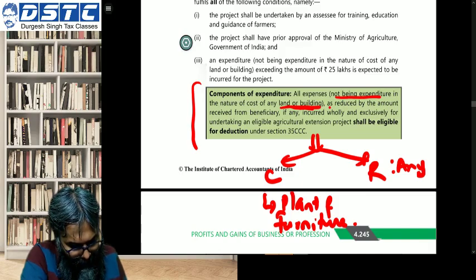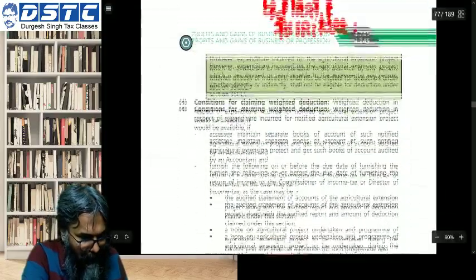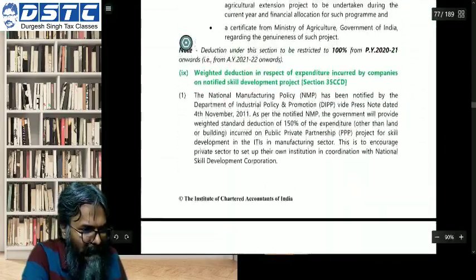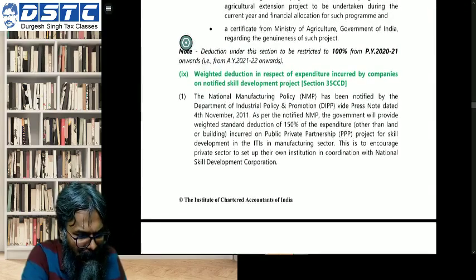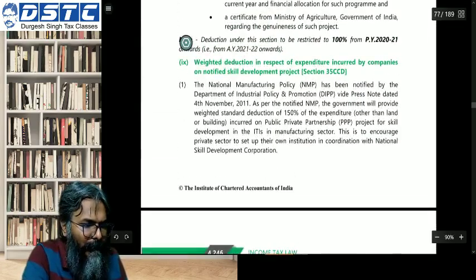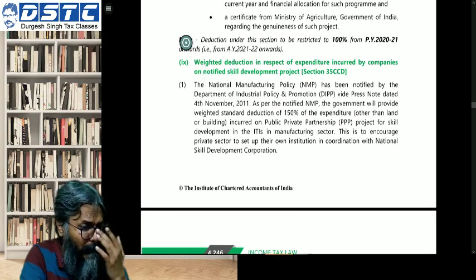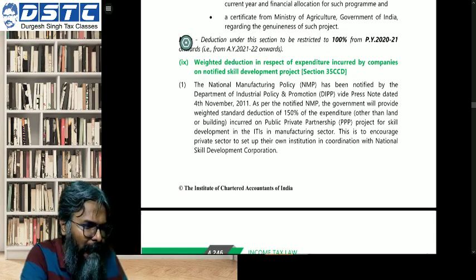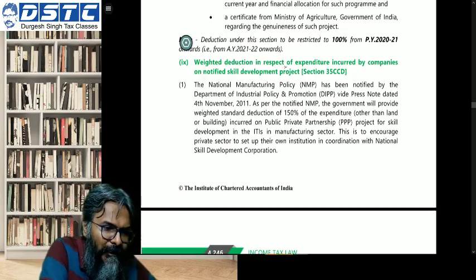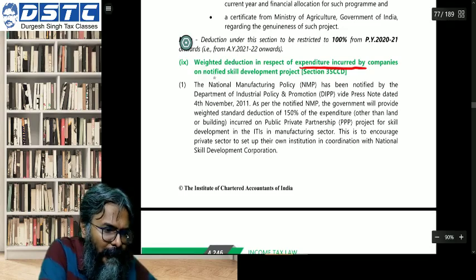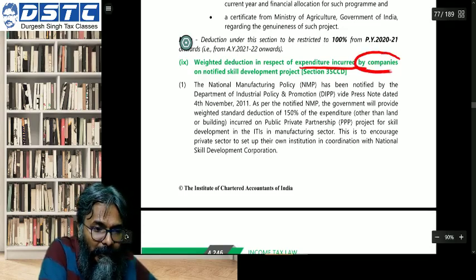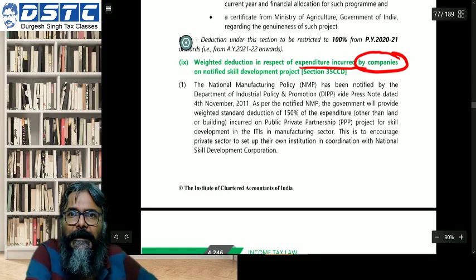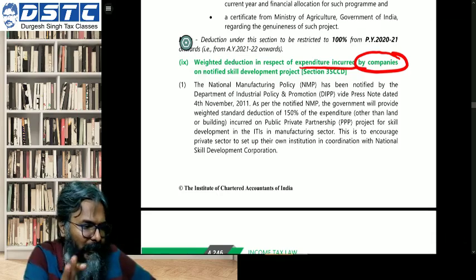Are you all through with this, students? All of you? With this, now the last section, 35 CCD for the capital expenditure, the big deduction in the chart which I have prepared for all of you. Weighted deduction, again weighted deduction in respect of expenditure incurred by a company. By a company, students. Here it is only for a company, on a notified skill development project.